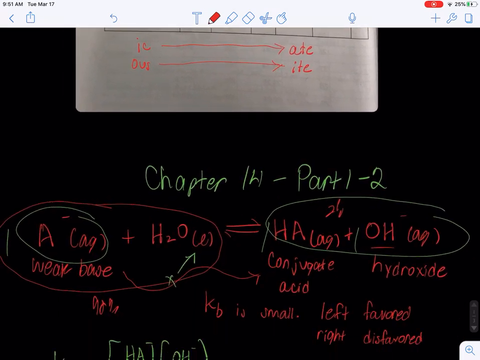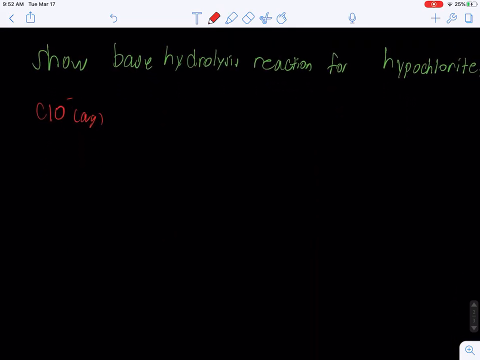Now, in the chemical reaction, we want to draw the reaction between hypochlorite. This is your base, and water. And that's going to be in equilibrium with HClO. This is going to be the conjugate acid. Okay. And that's, of course, water. I mean, that's aqueous. And then we have a hydroxide ion present.